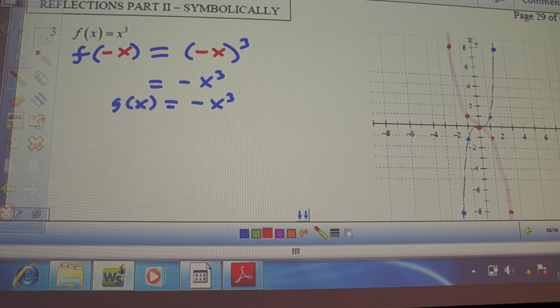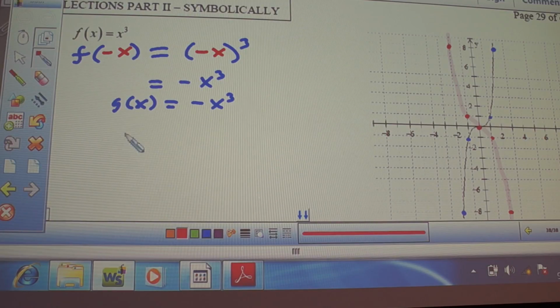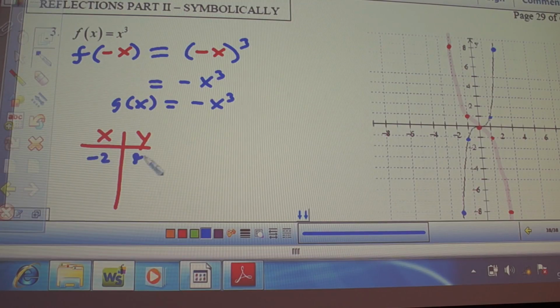Okay, so far? Alright, so now I need to make myself a little table here. X, y, and pick some numbers from here. This one is (-2, 8). This one is (-1, 1). And then I'll go with this one over here, so that's (1, -1). And that's good enough.